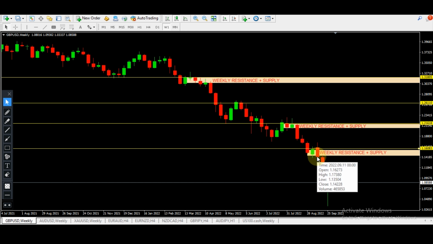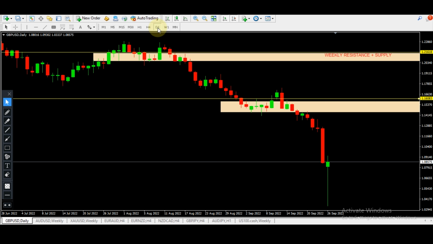If that does not work out, the market might actually go to the upside and go to this next resistance level, which also is a supply area over here. And then in the near future, we expect the market to go all the way to the upside over here. We've got also another weekly resistance and a supply as well.